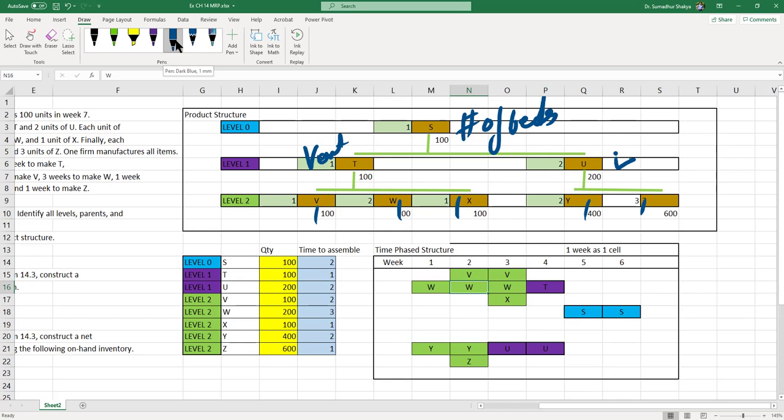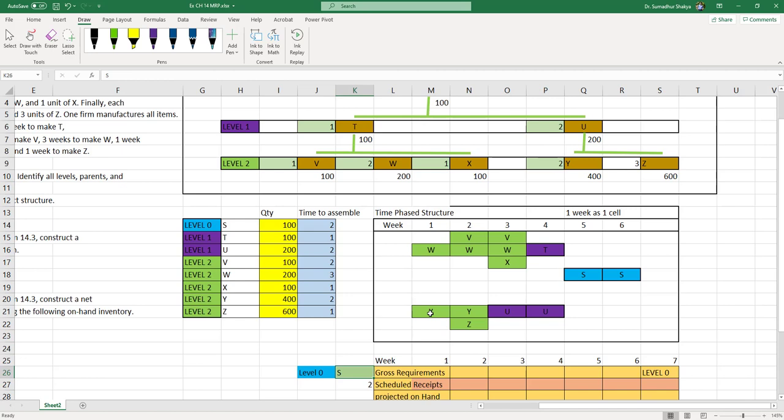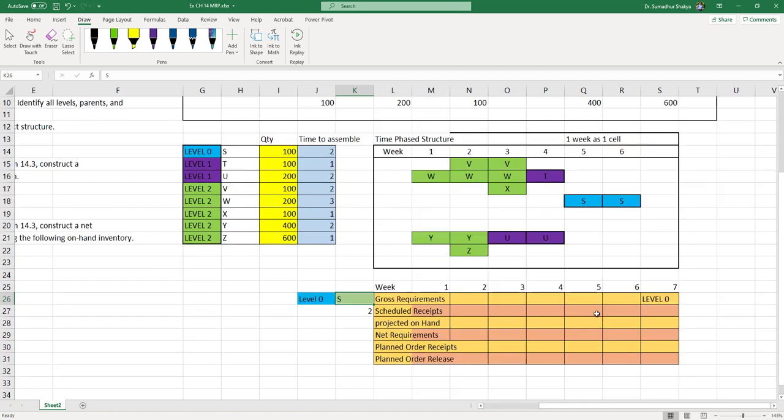Now we want to combine this in terms of individual components, as to when we need it and how many of them we need. And try to combine this with any items already ordered previously, that are about to come in, or left over from other production processes. So for a typical gross requirement planning, let's start with one level at a time. I'm starting with level 0, the finished good S. The gross requirements would take into account any scheduled receipts that might be coming in.